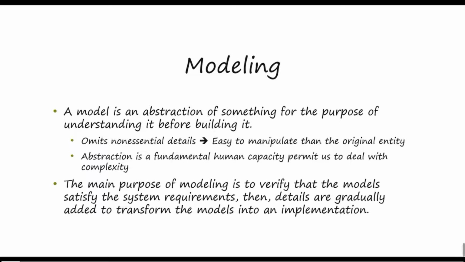A model is an abstraction of something for the purpose of understanding it before building it. To build a model, we need to omit non-essential details, and it will be easier to manipulate than the original entity. And we all know that abstraction is a fundamental human capacity. It permits us to deal with complexity.